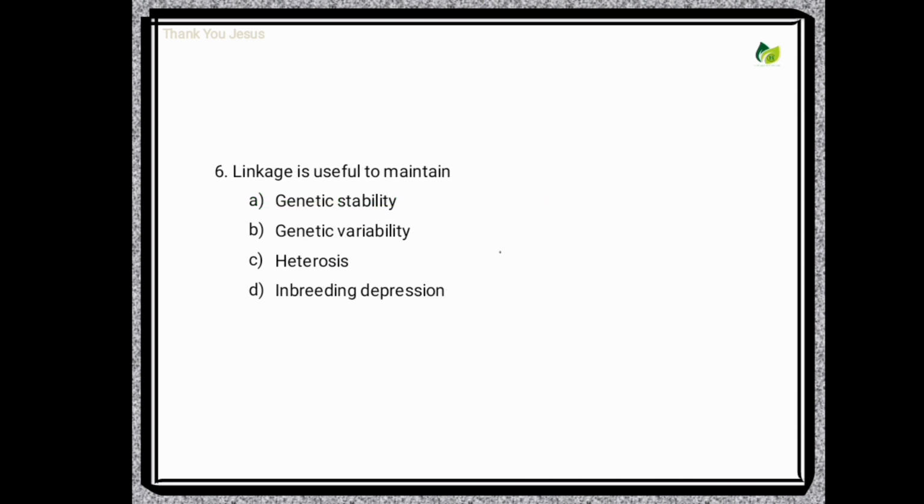So linkage is useful to maintain. Options are genetic stability, genetic variability, heterosis, inbreeding depression. The correct answer is genetic stability. So linkage maintains genetic stability.